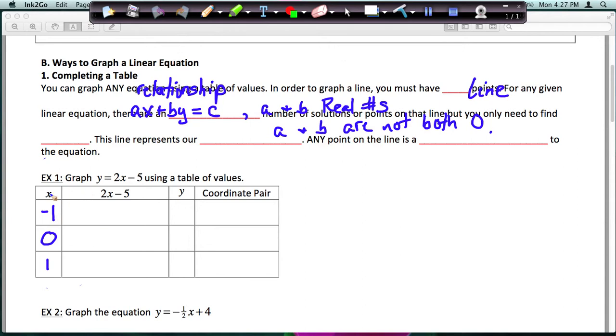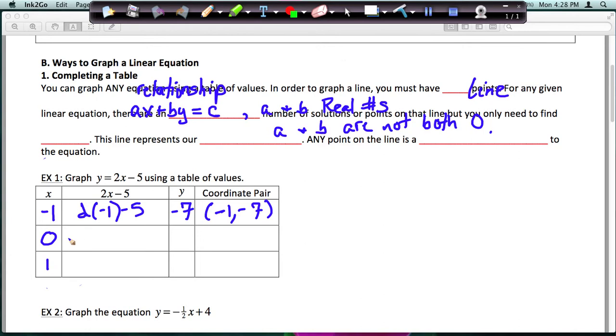So when I pick -1 for x, I'm going to go into my equation, and where I see an x, I'm going to plug in -1, and I'm going to solve for y. This is -2 minus 5, which gives me a y value of -7. So just be careful with your signs. So this is the coordinate pair: x is -1, y is -7.